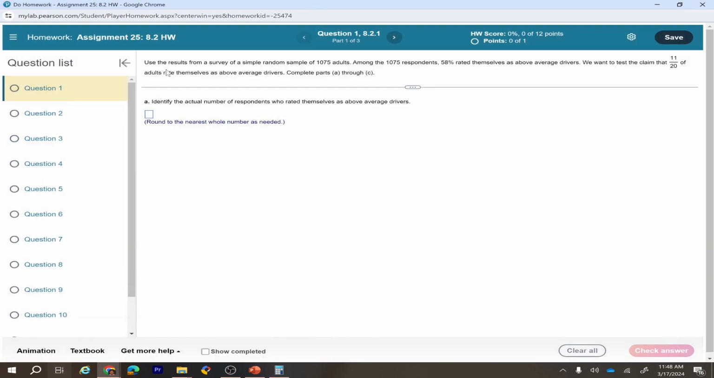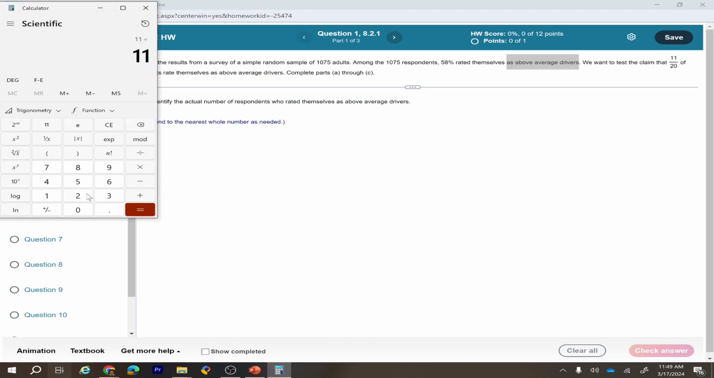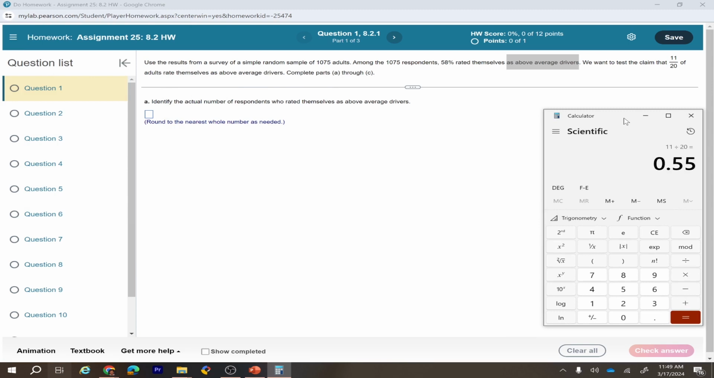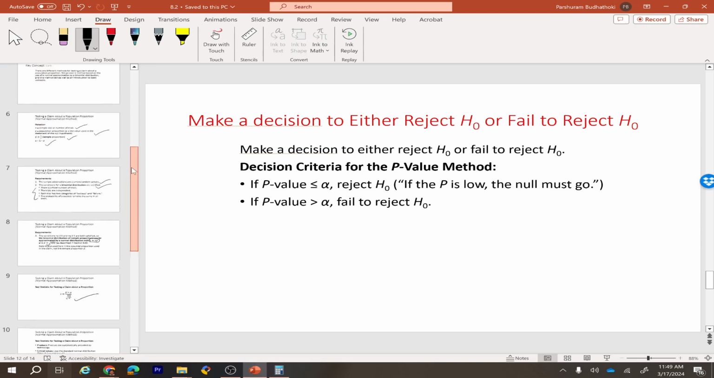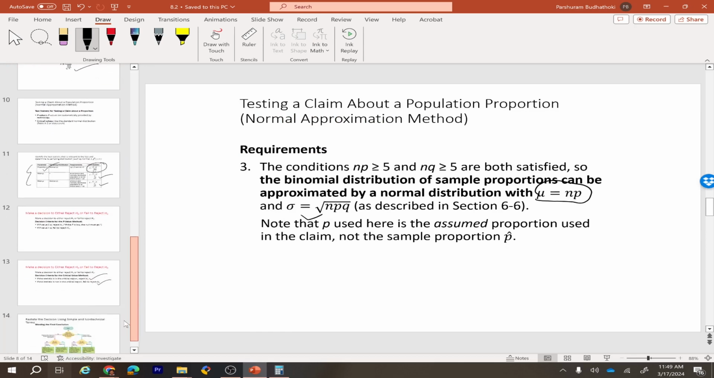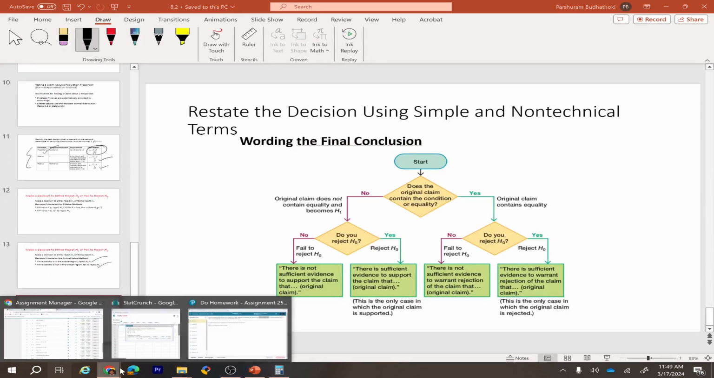So let's look at some examples from homework here. Question number 1, use the result from a survey of a simple random sample of 1075. It's already given that it's a simple random sample. Among the 1075 who responded, 58% rated themselves as above average drivers. We want to test the claim that 11 out of 20, which as a proportion is 55%, of adults rate themselves as above average drivers. If you check all these requirements, you will see that this situation satisfies all of them, so I'm not going to check it because it's already satisfied.